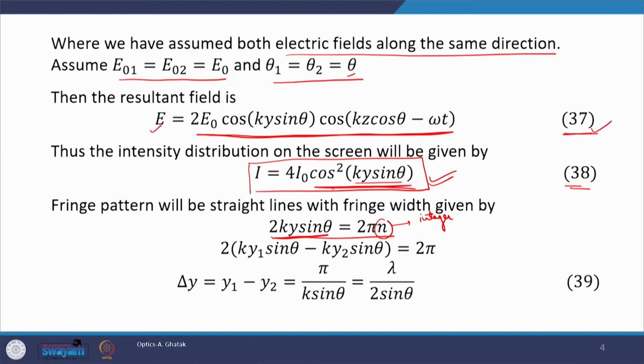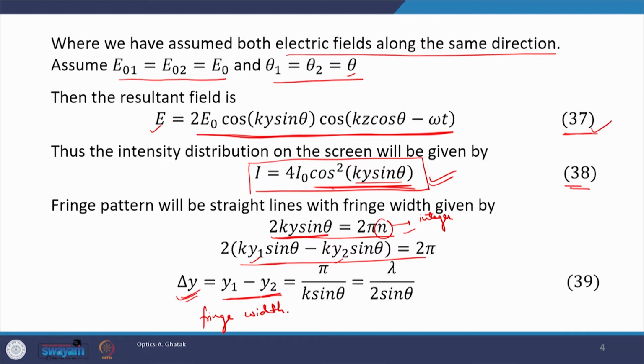Now, since we know the condition of maxima, we will pick two values of y on the screen, y1 and y2, which represent the positions of two consecutive maxima. Once the positions of two consecutive maxima are known, we can subtract them and find the fringe width. This is what is done here. From here we can calculate y1 minus y2, which is nothing but your fringe width. We have already done this in Young's double slit experiment, therefore I am not going into too much detail.